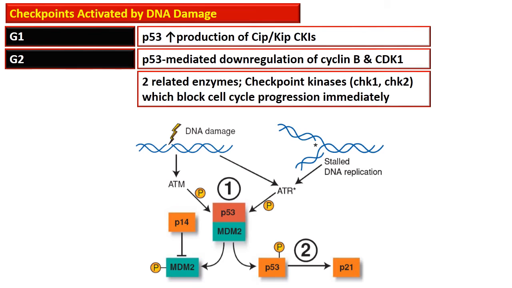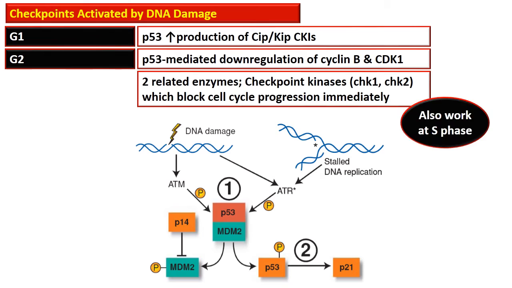The stoppage of the cell cycle can occur by two mechanisms. One is the p53 mediated downregulation of cyclin D and cyclin dependent kinases 1, or there is activation of two related enzymes, that are checkpoint kinases 1 and 2, that block cell cycle progression immediately.